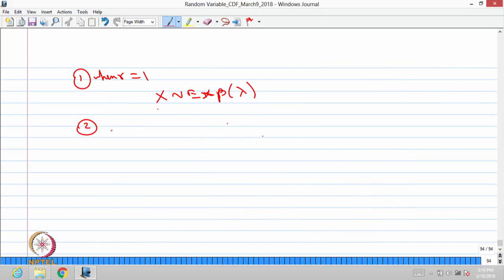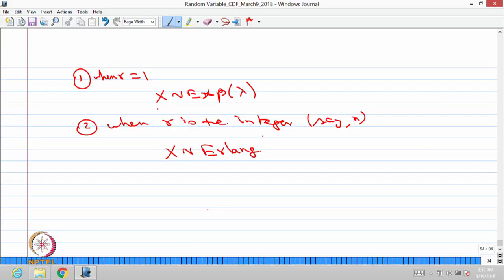Again, when r is a positive integer, say n, there is another name for this gamma distribution, that is called Erlang distribution with the parameters n comma lambda. I am just replacing r by n when r is a positive integer.